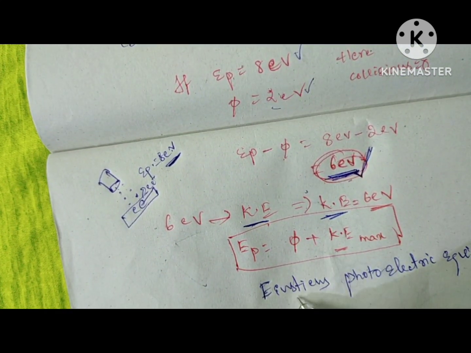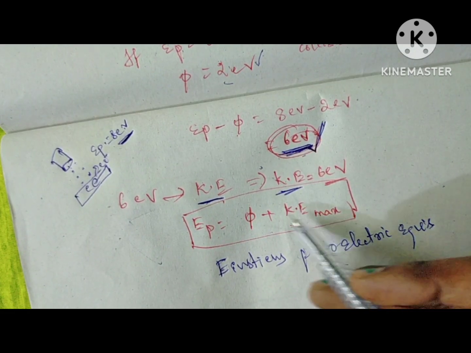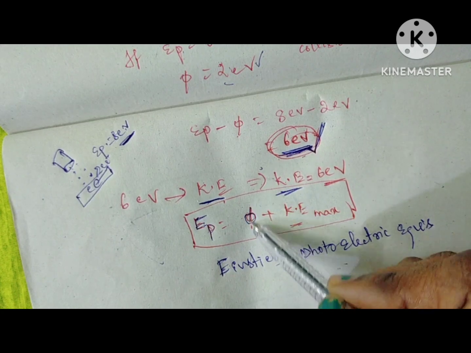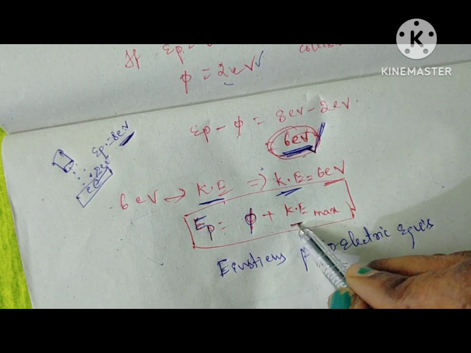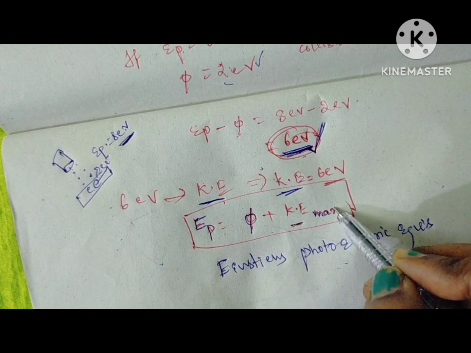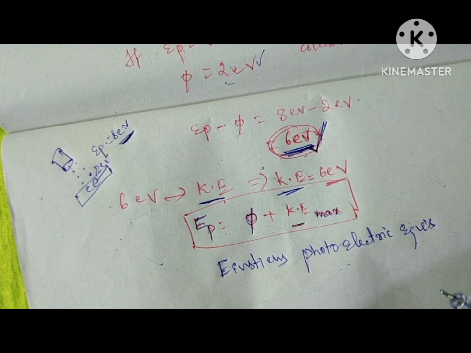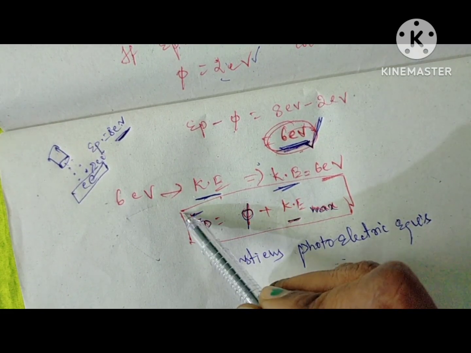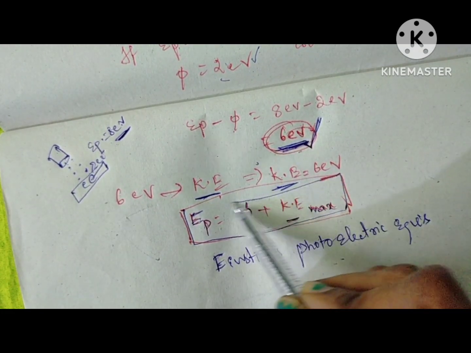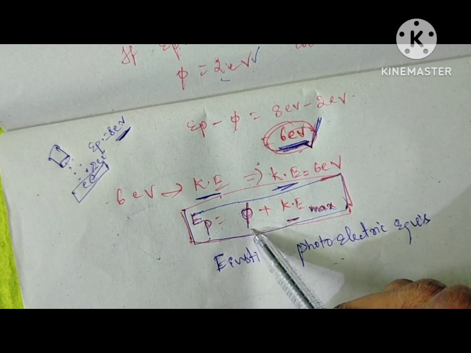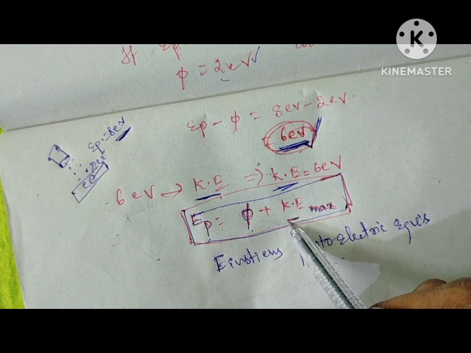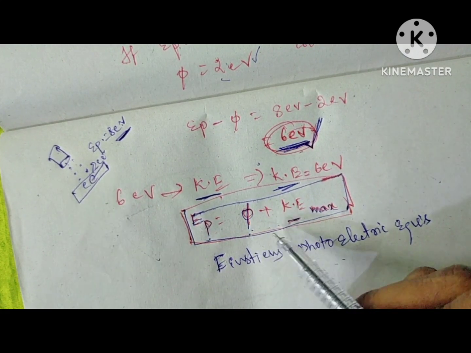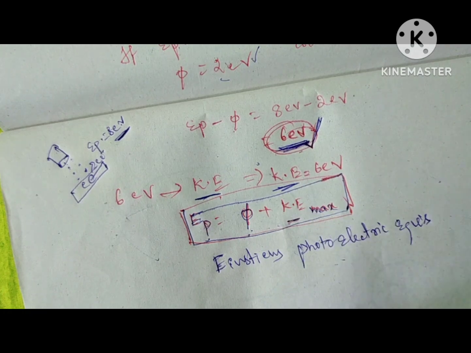So this is Einstein's photoelectric equation. That is, the energy of photons is the sum of work function plus maximum kinetic energy. Here kinetic energy is denoted with 0 to maximum. This is a very important formula you need to remember: energy of photon is work function plus kinetic energy. In this energy of photons we have two values, work function and kinetic energy, included.